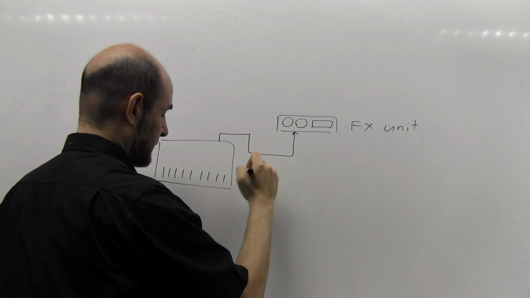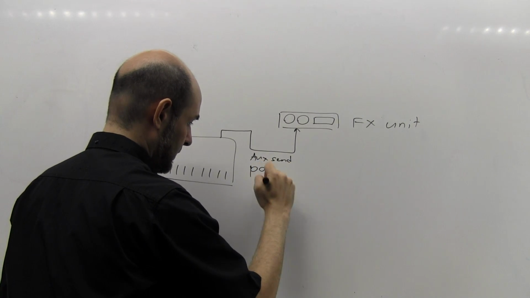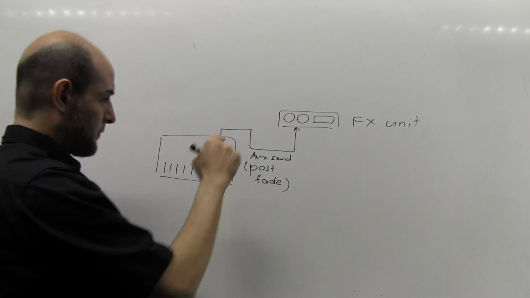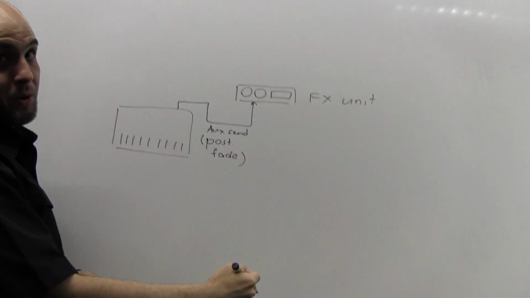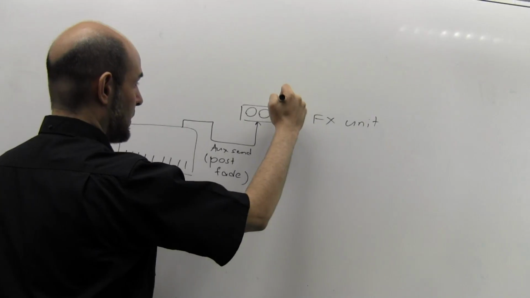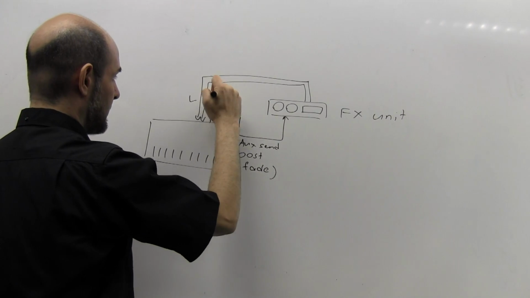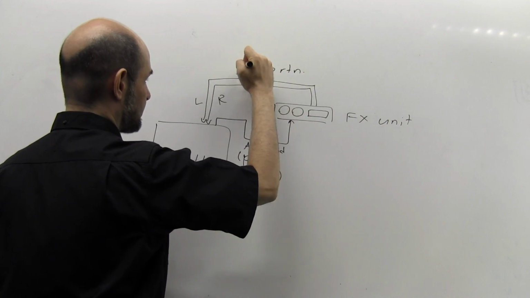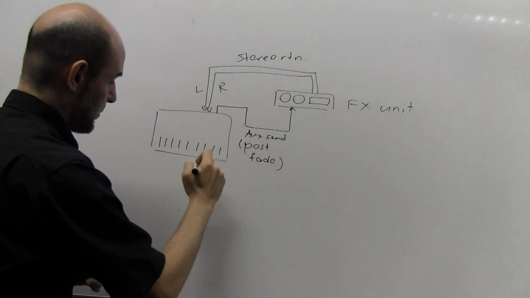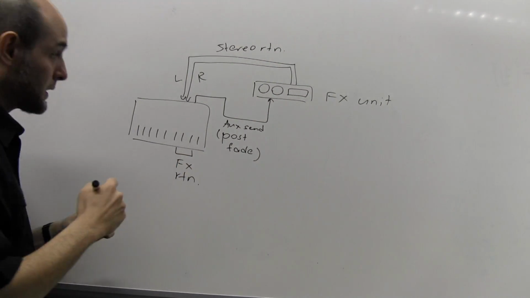The way that you would typically do this is you would use a post fade aux send to go into the effects unit, usually mono because we're doing live sound. You would then return a stereo pair to the mixer, and you would have 2 channels that were labeled effects return.